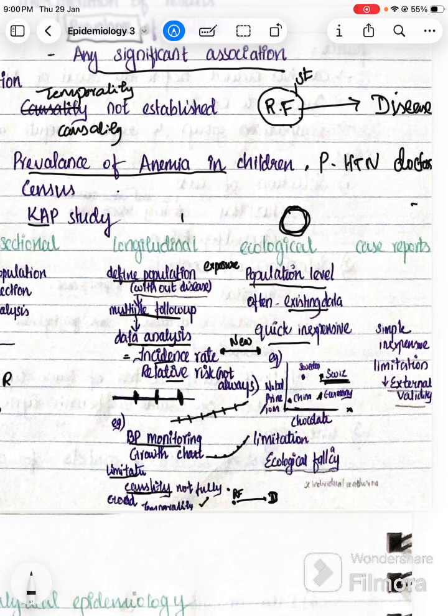Limitation is ecological fallacy, that is country-level data we can't apply to the individual level. And case report, simple technique, inexpensive. The limitation is decreased external validity. Symptoms, whatever we studied, may not be there in the people in the community.